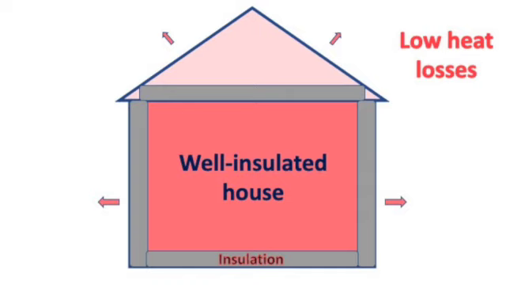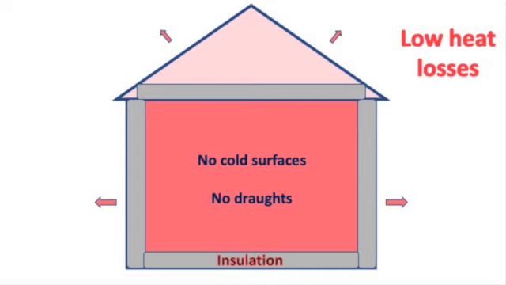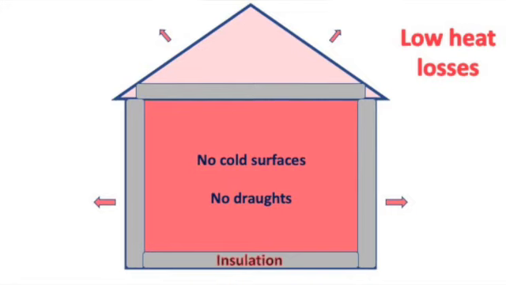So in summary, this part of our experiment simulates what happens in a well-insulated house. There is very little heat loss. And as there are no cold surfaces, the warm air inside is not moving to the walls, and therefore no convection currents and draughts are being created. That will feel a lot more comfortable.